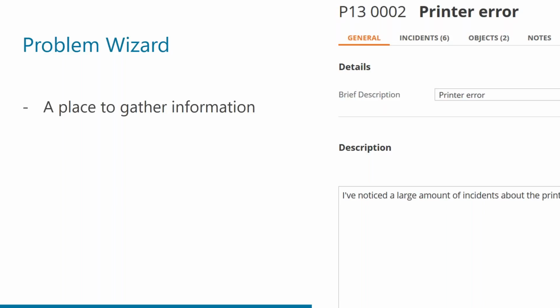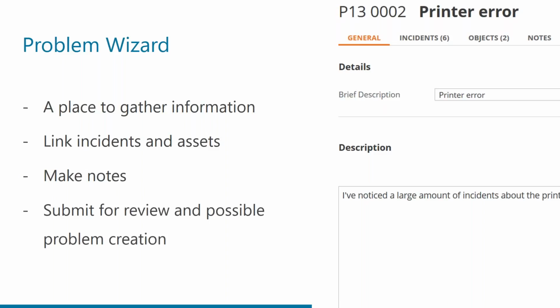Well, it's a place for all operators to gather information, for them to think to themselves, hey, I've got a little bit of a hunch here. I'm going to gather some evidence together to see if my hunch is correct. So they can do things such as linking incidents and assets to this kind of bucket, if you like, of evidence. They can also make their notes, so they can write down things that they've been wondering or trends that they think they've spotted, because these are the people on the ground, don't forget. A lot of the time, the people interacting with the services will be the first person to notice a reoccurring problem. And once they think they're in a good stage, they've gathered their evidence and they've made some good observations, they can submit it for review and possible problem creation, which is where the problem manager might come in.